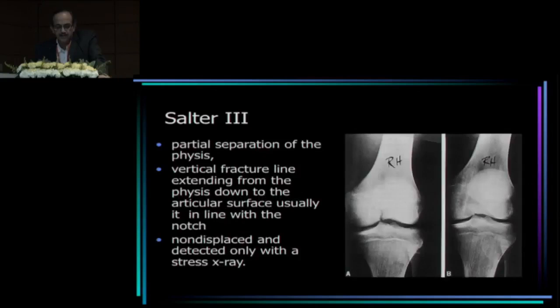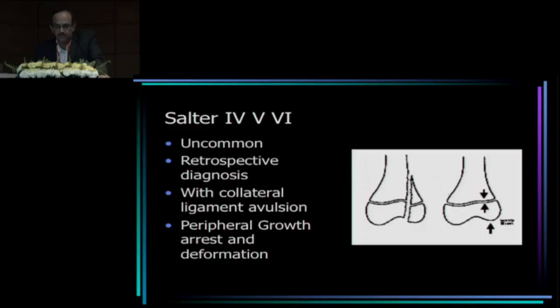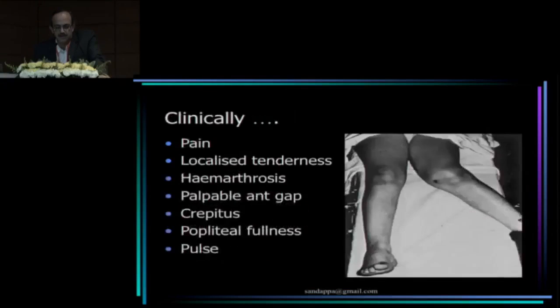3 is a partial separation going down into the articular cartilage. So this is an intra-articular fracture, and sometimes a stress X-ray may be needed or additional imaging to diagnose it, like a skyline view of the patella. Salter 4, 5, and 6 are uncommon, sometimes missed with collateral injuries, and there may be peripheral growth arrest and deformation. Clinically, you know all these signs.